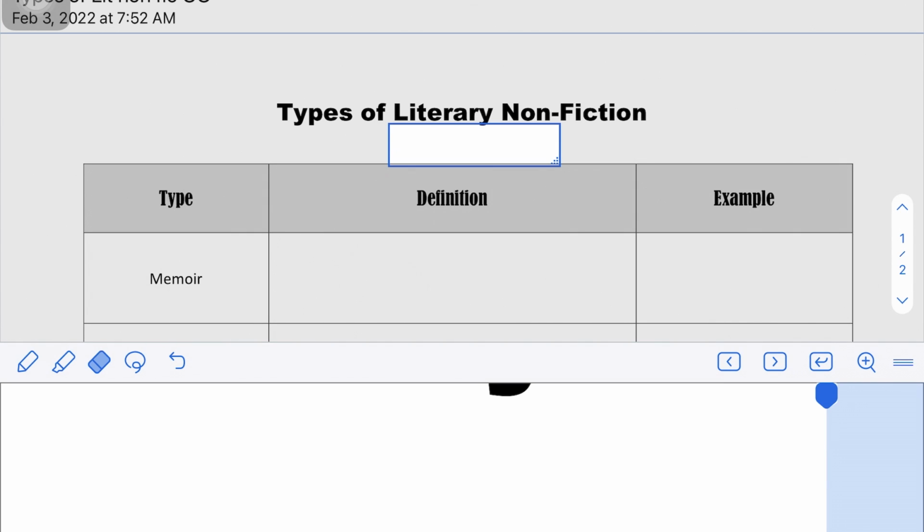Today we're going to talk about different types of literary nonfiction. So you should get this graphic organizer out and get ready to take some notes. I'm going to color code each section, but you can choose to do what works best for you. There are several types of literary nonfiction that we're going to review throughout this unit, so it's important that you understand all of them. And first, let's start out with the basic definition.